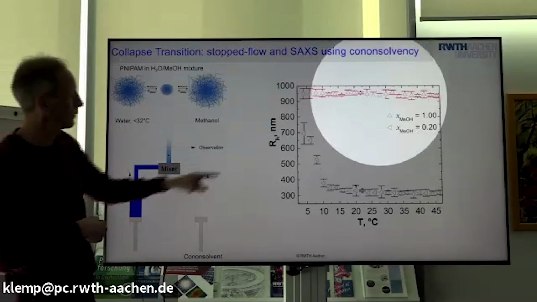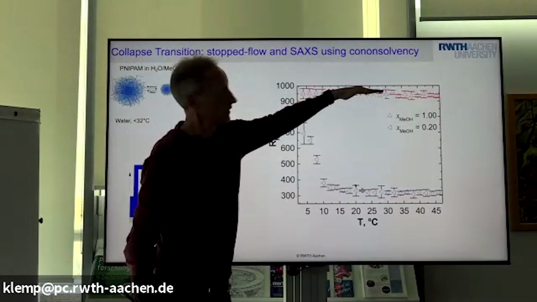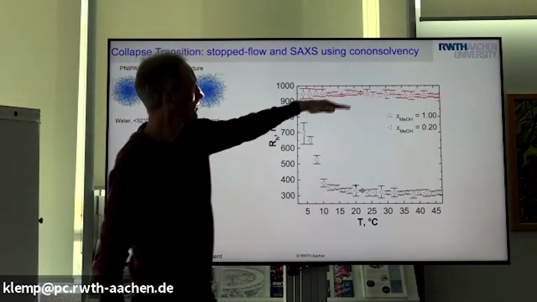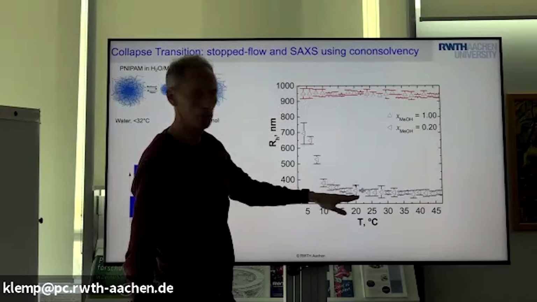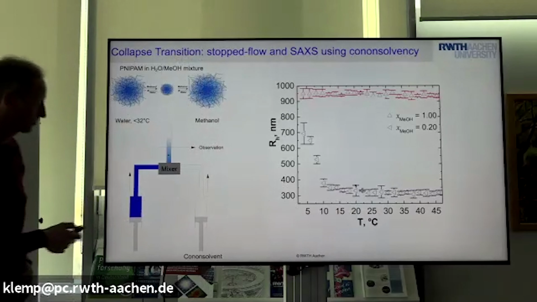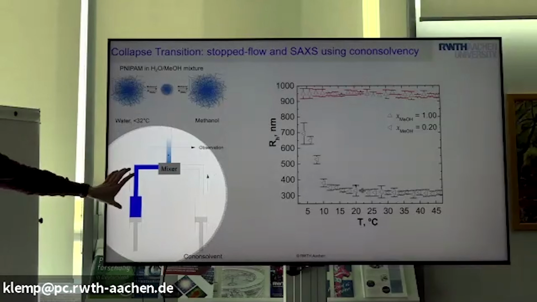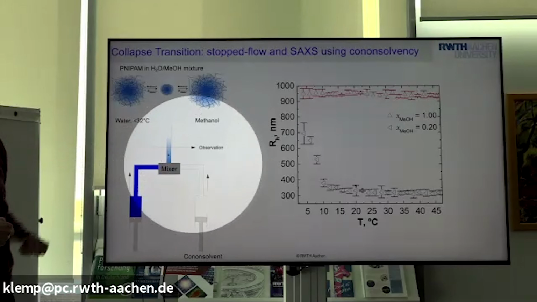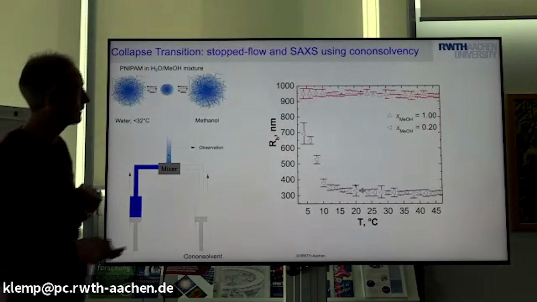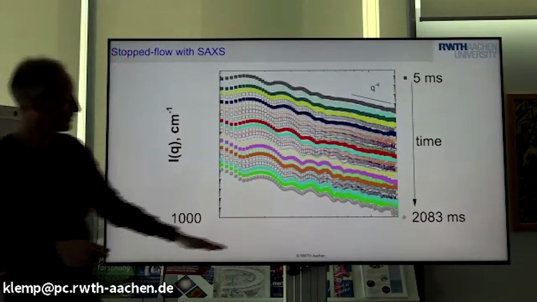Yeah? So here we have the size as a function of temperature. Methanol, not temperature dependent. In water at low temperature, it has about the same size. And when we have the solvent mixture, it's collapsed. So the idea was to use a stopped flow device where we mix a microgel solution with a second solvent and then do the time-resolved scattering. We did this at the ESRF, and this is the data. Scattering intensity as a function of scattering vector.